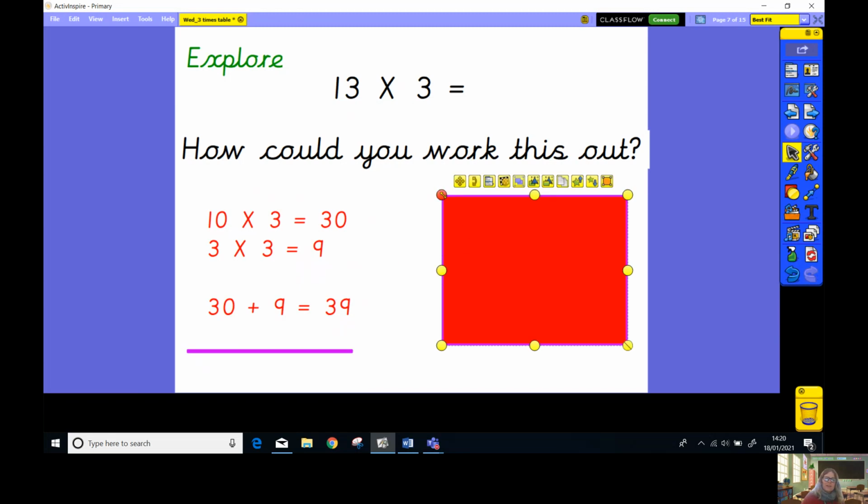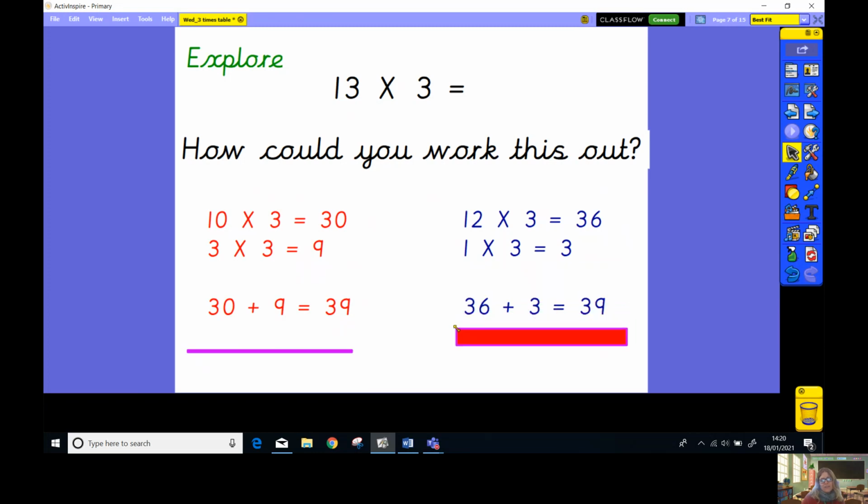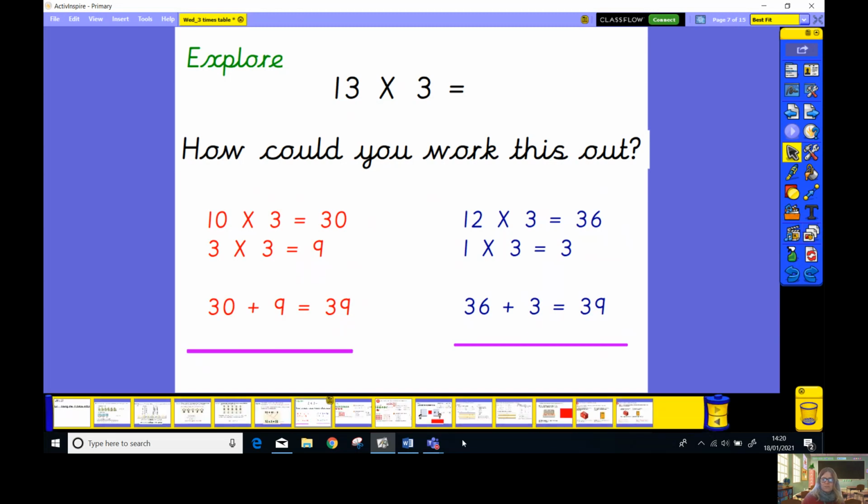Another way of doing it would be this. I could work out, first of all, 12 times 3, which equals 36, using my times table knowledge. But I need to work out 13, so I need to do one extra. 1 times 3, which is 3. And then I would add these two totals together, 36 add 3, and I would get the same answer, 39. You have the choice today. If you have a question like this, you can choose one or other of these methods to use to answer the question.